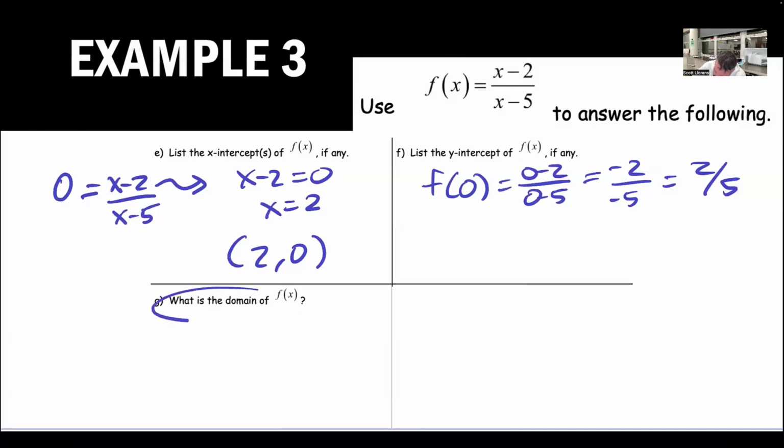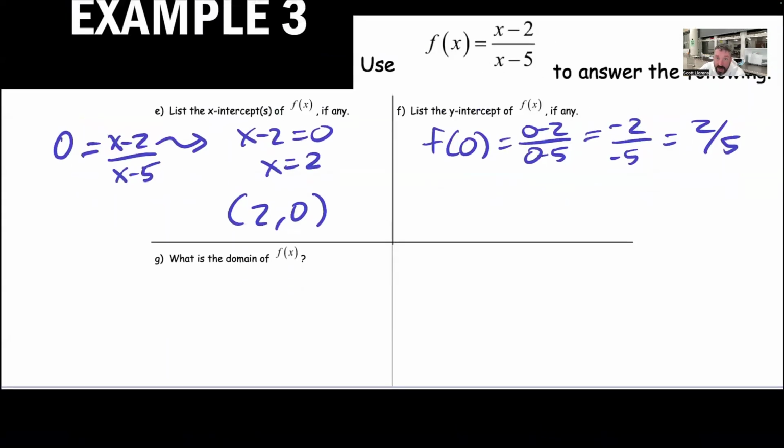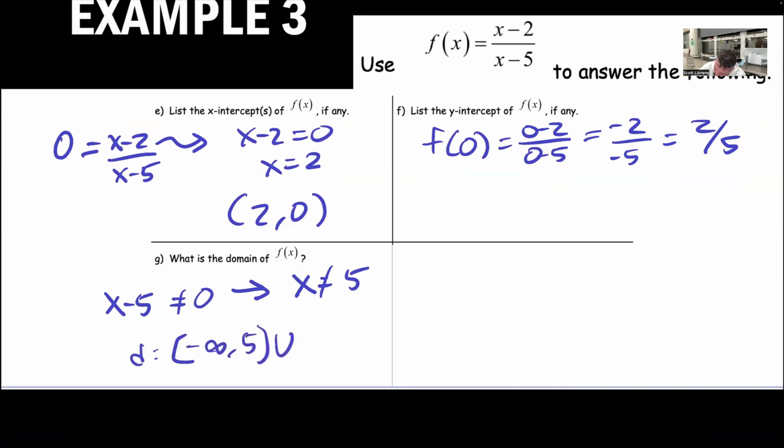And lastly, we get asked, what's the domain? Well, what are the issues? The issue would be if our denominator equaled 0. So let's set our denominator, x minus 5, to not equal 0. This would give us x does not equal 5, or as we've learned, that would tell us that our domain is -infinity until you get to 5, unioned with 5 until you get to infinity.